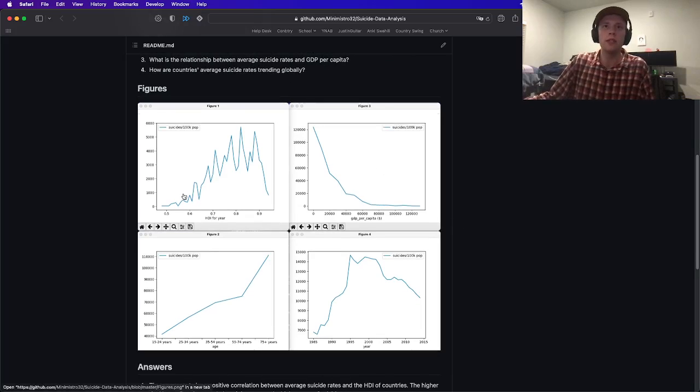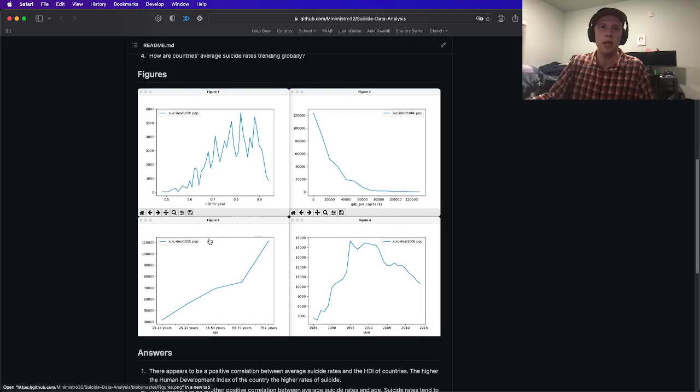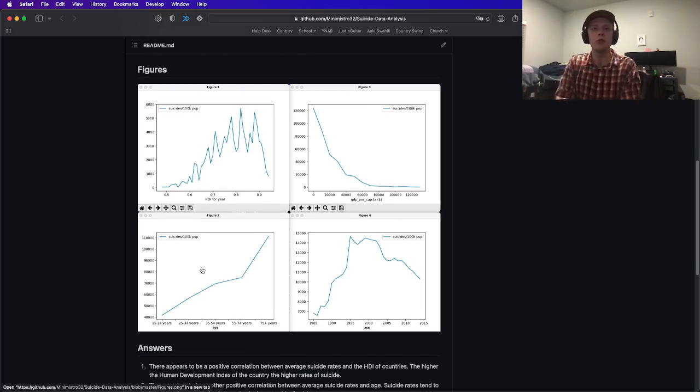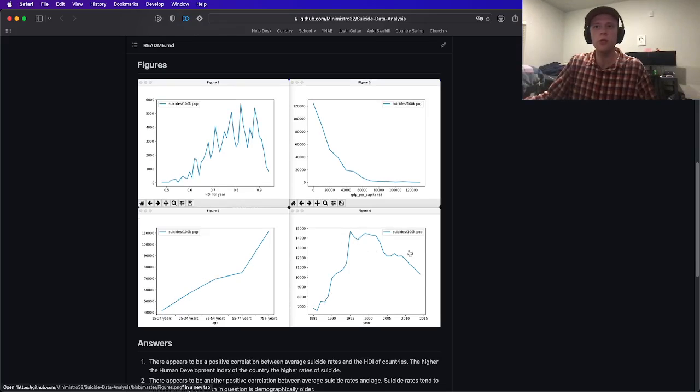In figure 1, we see that the more developed the country, the higher the rates of suicide. There's a positive correlation there, which is juxtaposed with GDP. The higher the GDP per capita, the lower the suicide rates, up to a certain point, which then starts to flatline. And in figure 2, we see suicide increases with age. There's a positive correlation. And in figure 4, we have this weird graph.